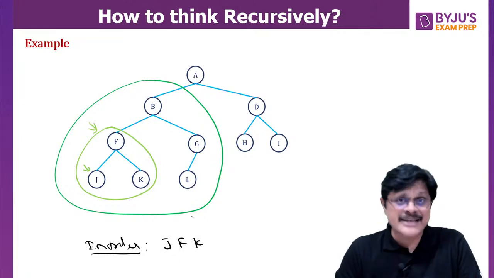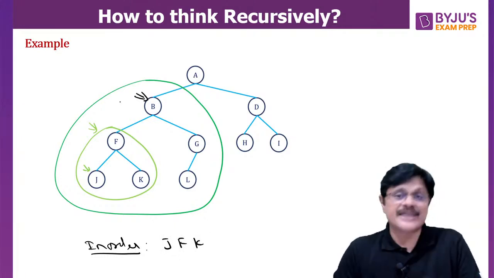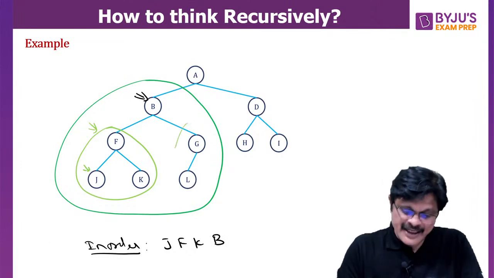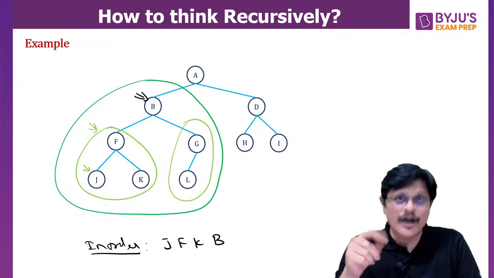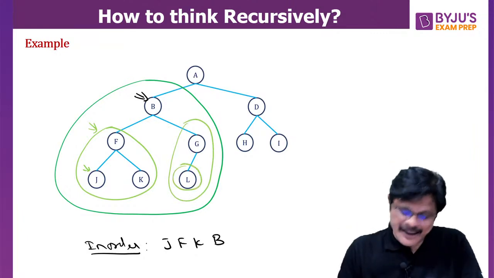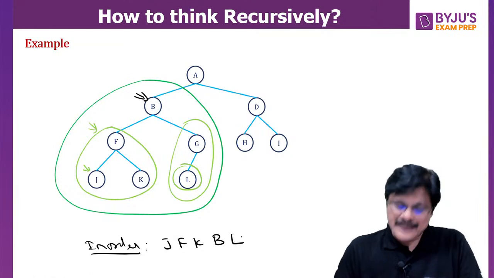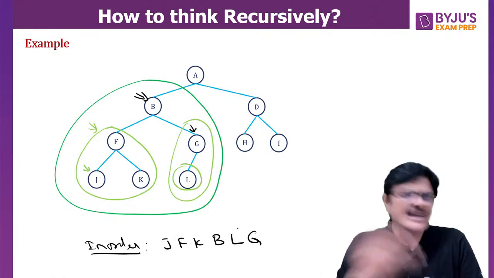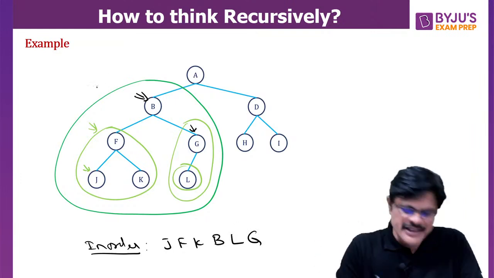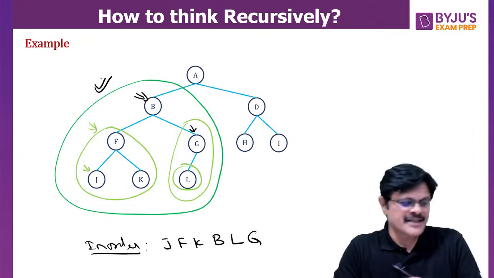Now the left subtree is completed, then the root node is visited. B is visited. Then what happens? The right subtree is visited in order. Again in order means for this, first the left subtree, that is L, is visited. Then the root node, which is G, is visited. Then the right subtree, but the right subtree is missing, so stop. So this entire left subtree you completed.